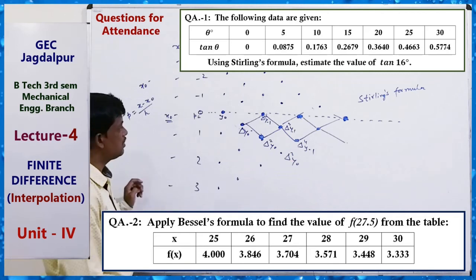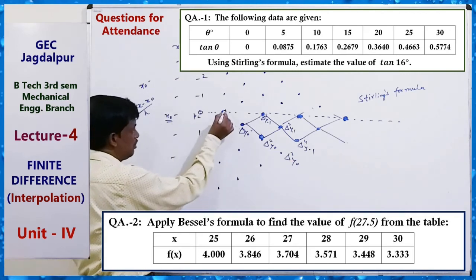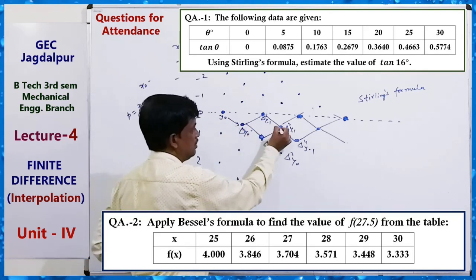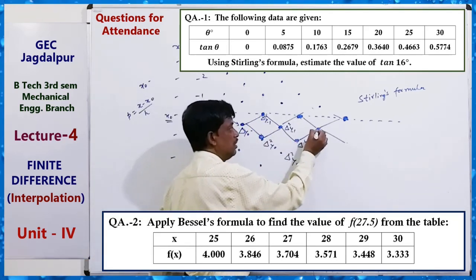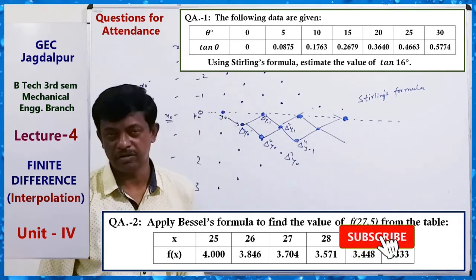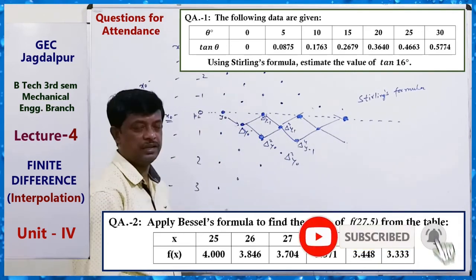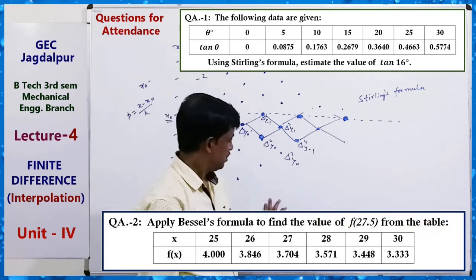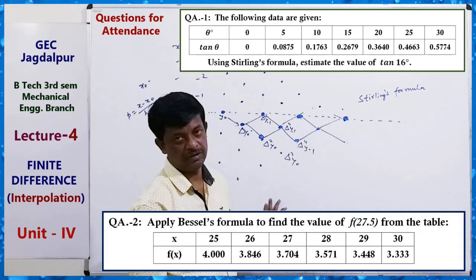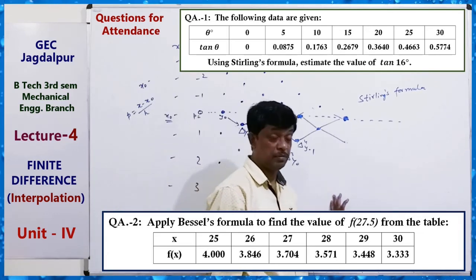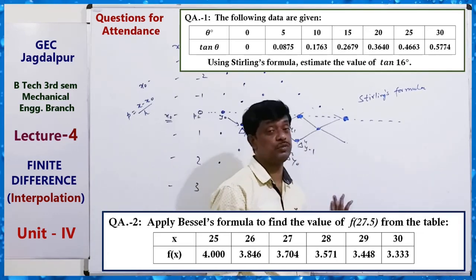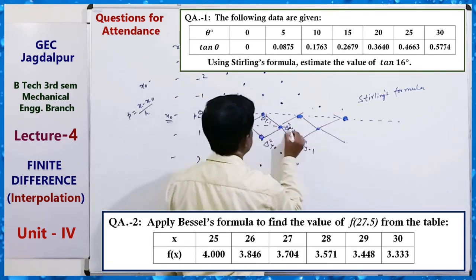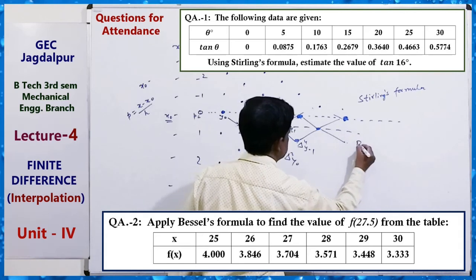So how can you write it? First of all, take y0, then this, then the average of these two, and then this, then the average of these two, then this, and then the average of these two. But the value of p you have to remember. p, then p (p minus 1) by 2 factorial, then p minus half, p (p minus 1) by 3 factorial, finally (p plus 1) p (p minus 1)(p minus 2) by 4 factorial. Just write like this, below the line. This is the below line for Bessel's formula.